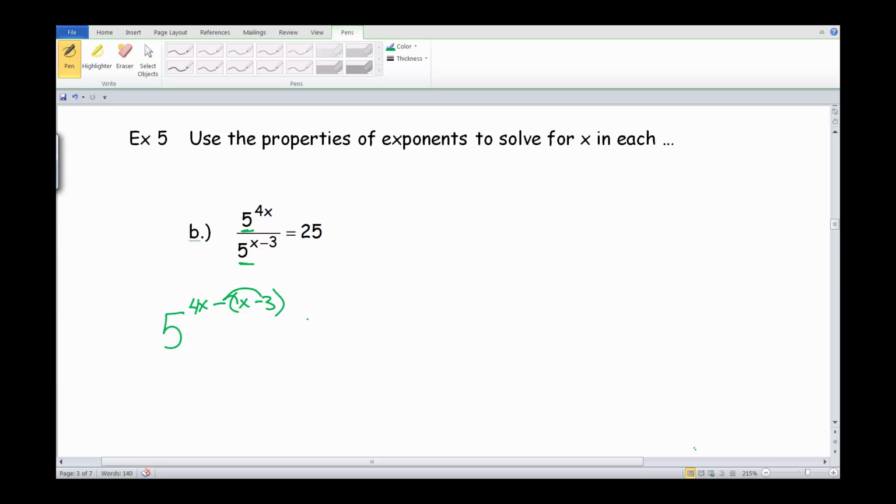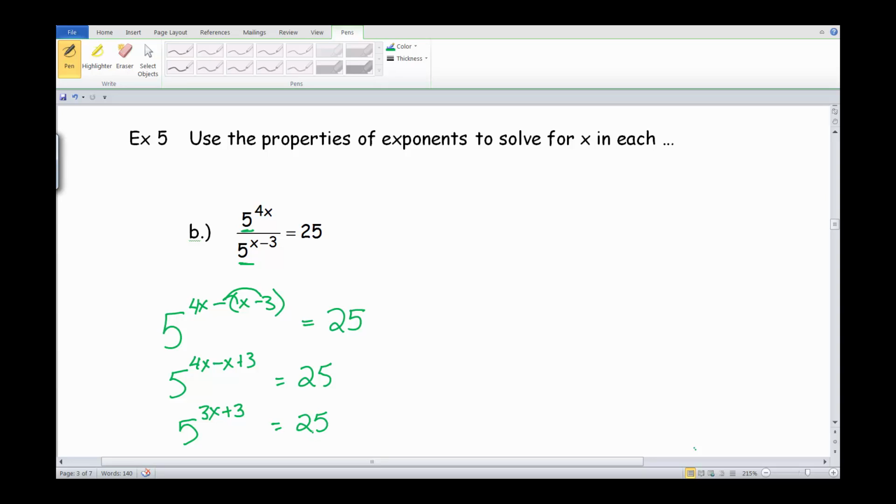On the right side we know that this is equal to 25. Now on the left, we still have that base 5, and we still have our 4x, and we are subtracting, again, that negative was distributed to both items, so we're subtracting x, and when you distribute that negative to the negative 3, you're really adding 3, equals 25. Cleaning this up a little bit more, we end up with 5 raised to the 3x plus 3 equals 25.